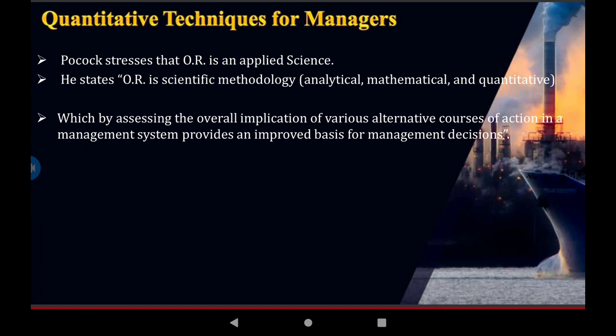Second is statistics. Operation research is a scientific methodology. It provides analytical, mathematical and quantitative tools, mathematical tools of applied science, for engineers, psychologists and managers to take decisions.